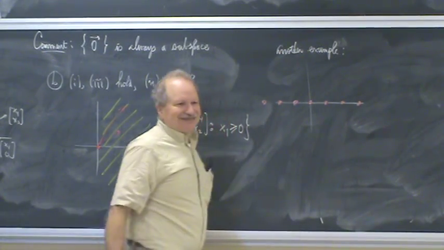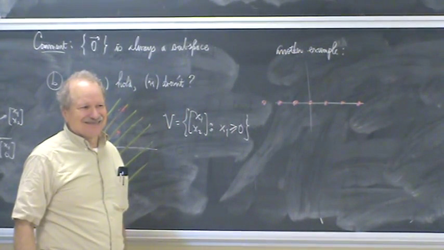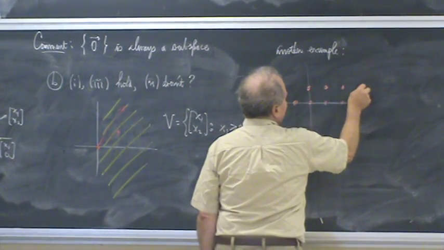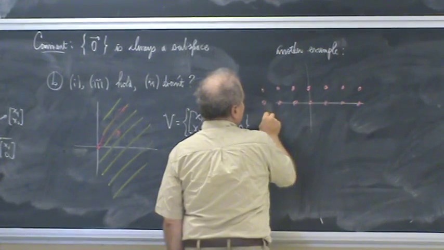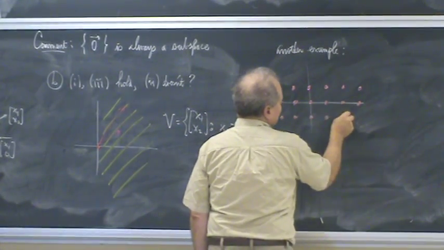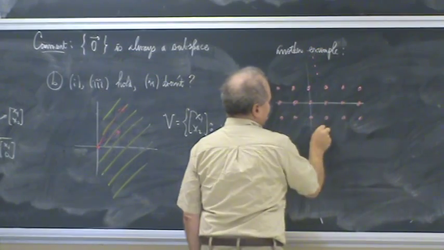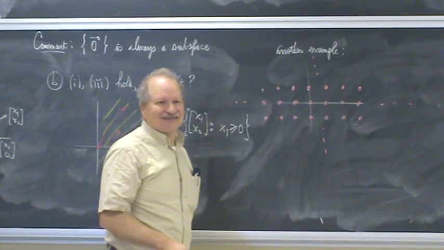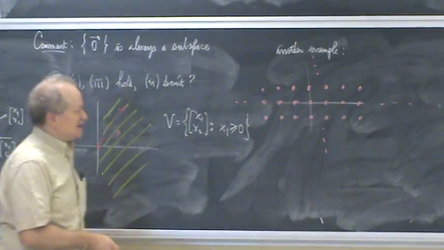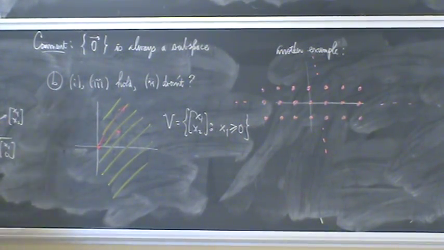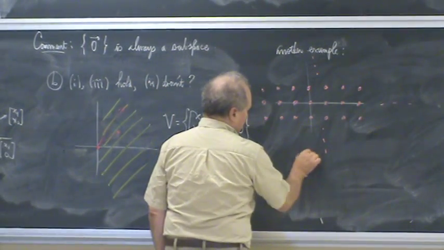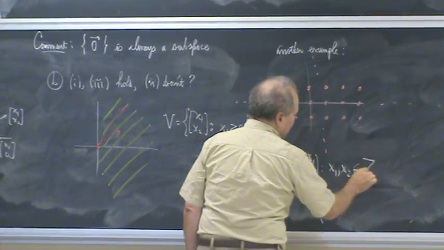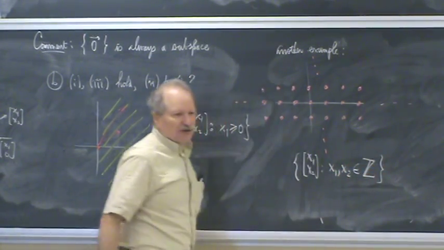If it's only integers? It's just certain discrete numbers. That's a great word. Who said discrete? That's exactly the right word. Suppose you take the set of points x1, x2, where both of them are integers. So this is the fancy letter for integers.